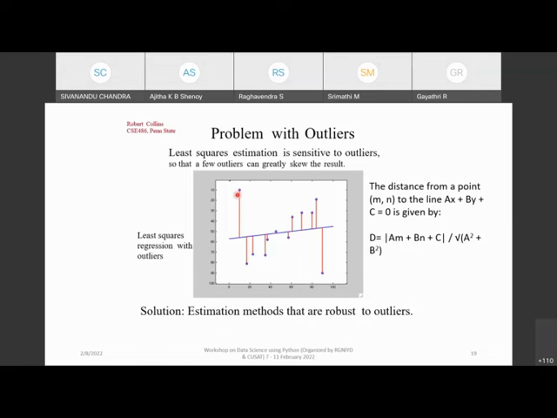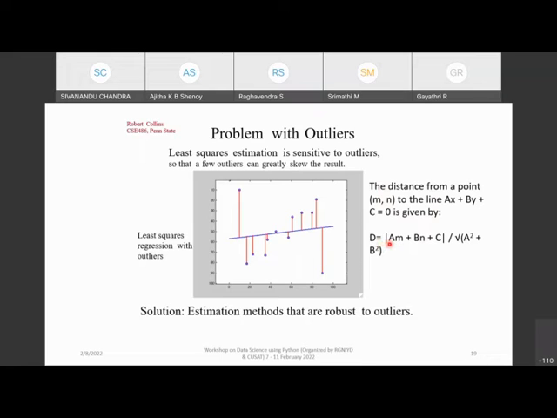Now, how to find the distance from a point to a line? You have to use this particular equation. Suppose the equation of the line is ax plus by plus c is equal to 0. This is the equation of the line, and the point is represented by m comma n. Then the distance of (m, n) to the line ax plus by plus c equal to 0 is given by the formula.